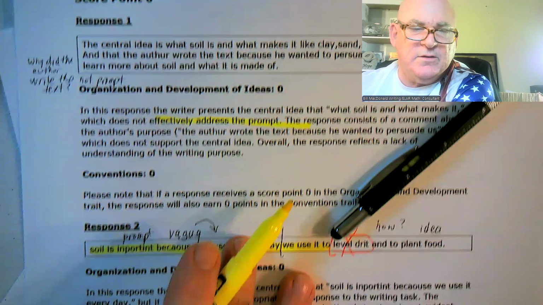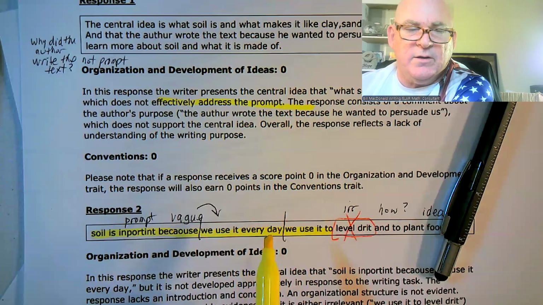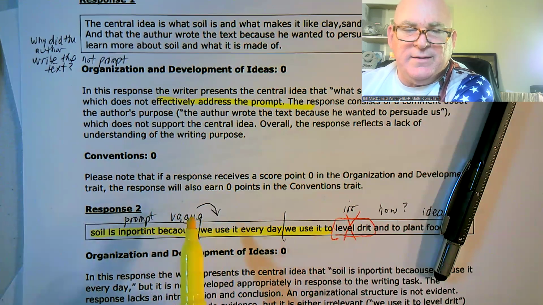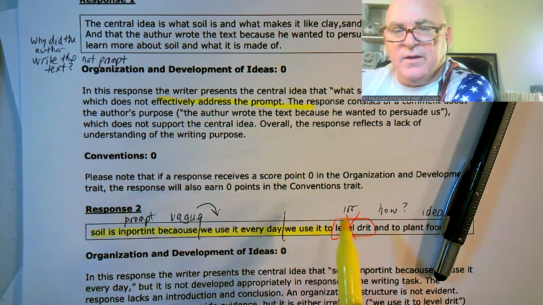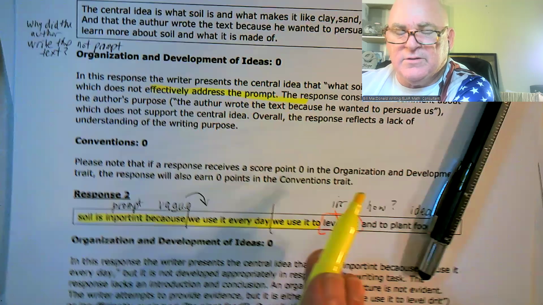So nothing in here is relevant to the prompt or the topic. The second response says, the soil is important because we use it every day. Okay. The prompt words are the soil is important. We use it every day. Because that part is vague, they need to go a little bit further. And they said to level the dirt. Well, that's irrelevant to why soil is important unless they can explain to us why level dirt is needed to do something. Then that's not going to help.